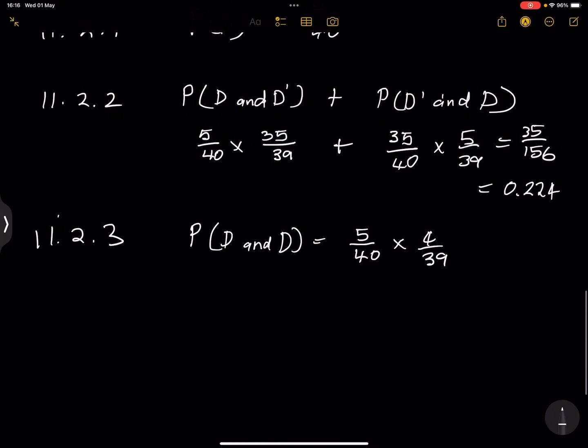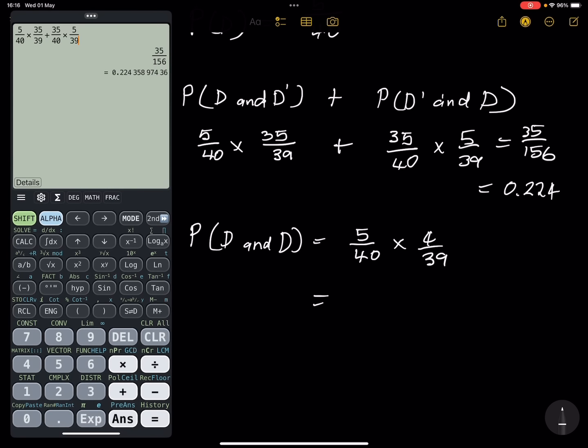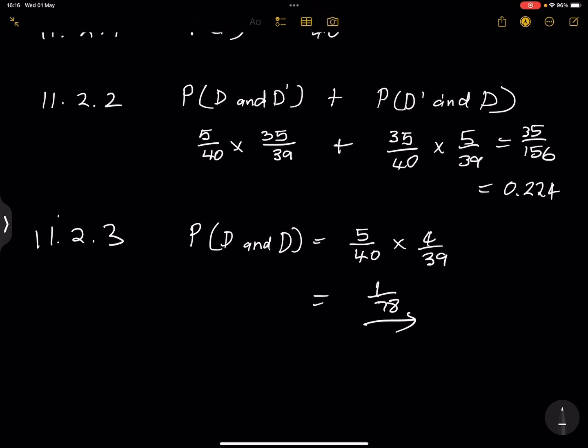All right, and before you complain again, let's find it. So that's 5 over 40 multiplied by 4 over 39. Okay, and that gives us 1 over 78. And that is the probability, as I did say, that you can represent it as a fraction.